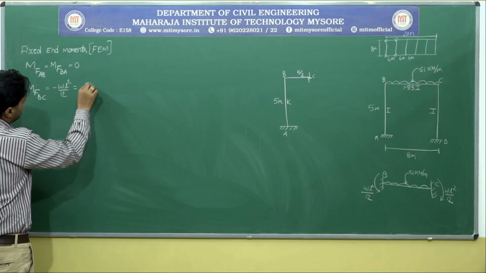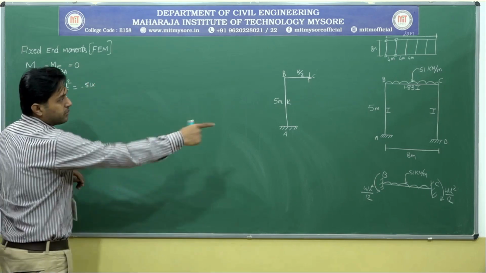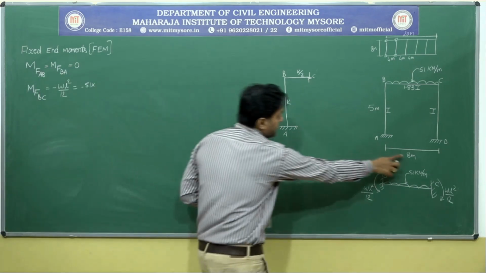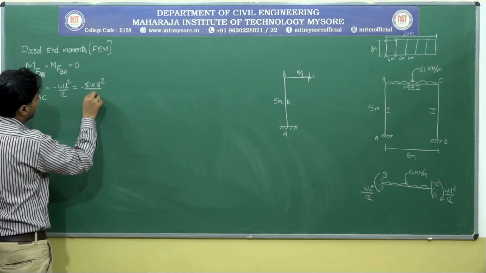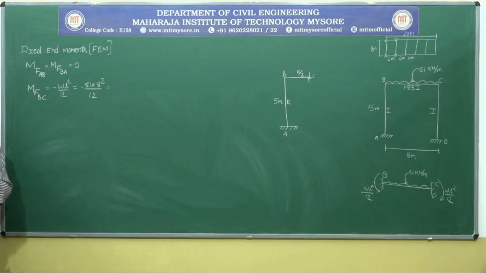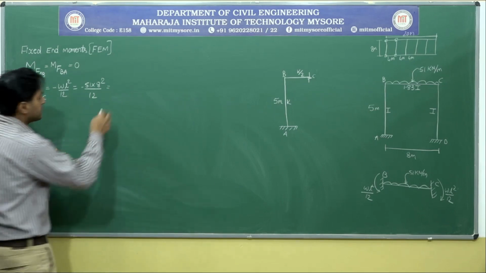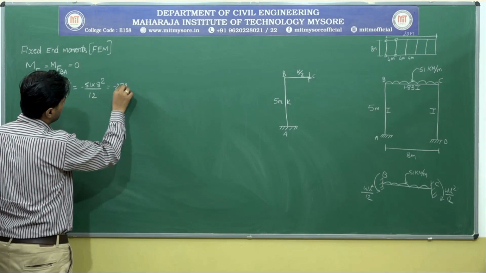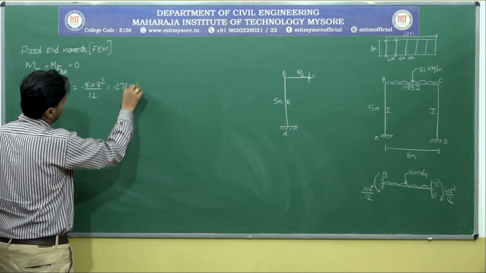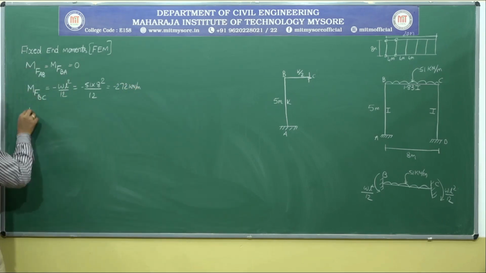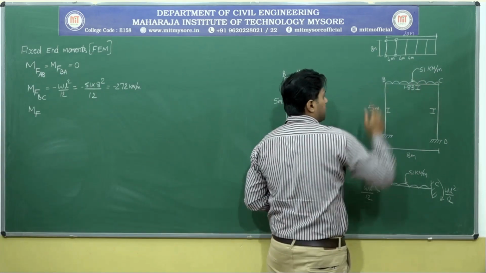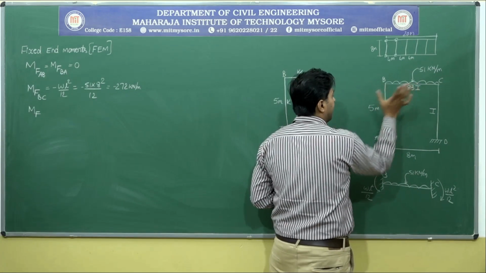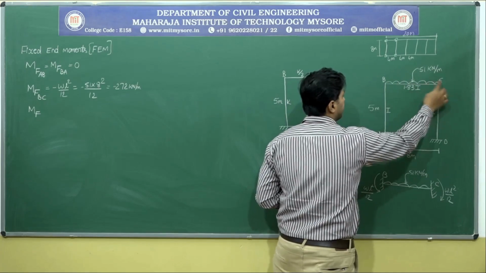So MF of BC is minus WL square by 12. So minus 51 into, what is the L square? So it's 8 meter. So it's 8 square by 12. So what is the value that we are getting for that? So it's minus 272 kilonewton per meter. Similarly, let me go with MF of CV portion. Only half we have considered. Anyhow, let me calculate the fixed end moment.